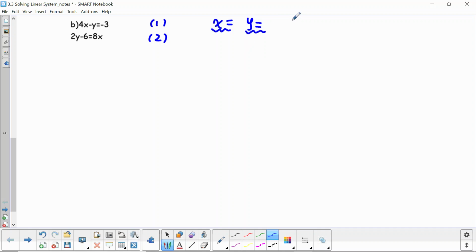We need to find which variable we are going to isolate in which equation. The hint is to look for a number in front of the variable that is 1 or negative 1. For this one, the number in front of x is 4, and this one is negative 1. This is 2, this is 8. So we want to isolate the variable whose number in front is 1. The reason is that when we isolate a variable with 8, we need to divide by the number in front on the other side.